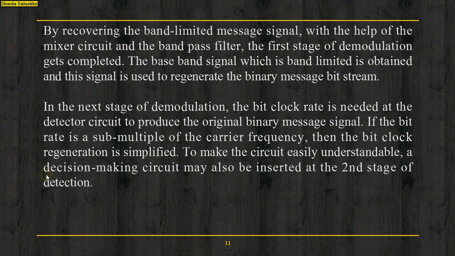The baseband signal, which is band limited, is obtained, and the signal is used to regenerate the binary message bit stream. In the next stage of the demodulation, the bit clock is needed at the detector circuit to produce the original binary message signal. If the bit rate is a submultiple of the carrier frequency, then the bit clock regeneration is simplified. And to make the circuit easily understandable, a decision making circuit may also be inserted at the second stage for detection purposes.